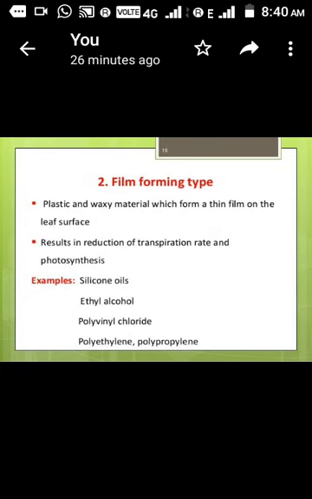Second one is the film forming type. Anything which forms a thin layer on the aerial surface of the plant, so that there is no transpiration. Any plastic or waxy material which forms a thin layer on the leaf surface reduces the rate of transpiration and photosynthesis. Some examples of film forming types are silicone oils, ethyl alcohol, polyvinyl chlorides, polyethylene, and polypropylene. These are the film forming types.